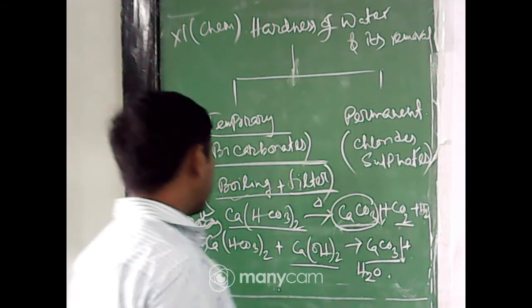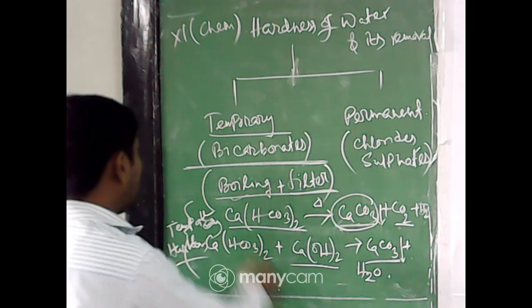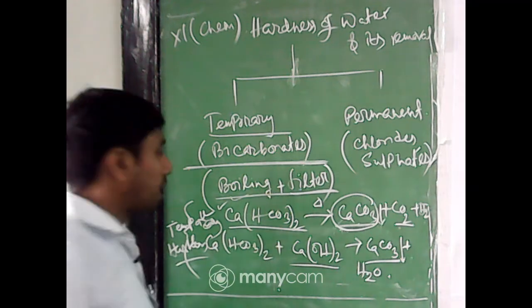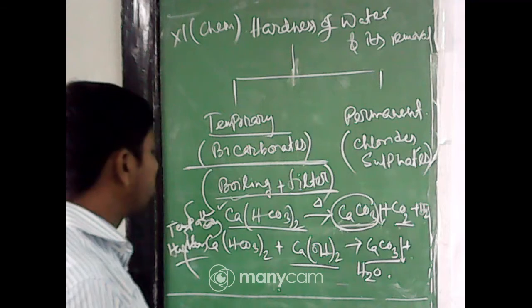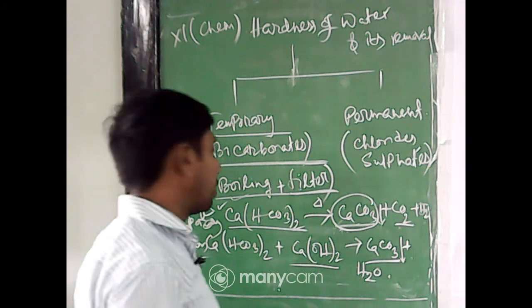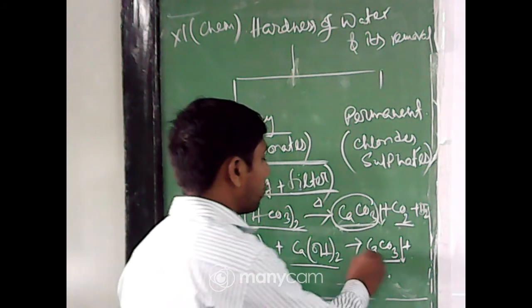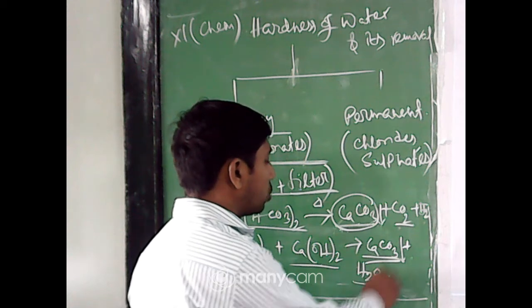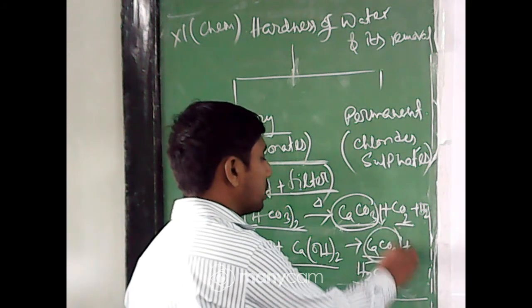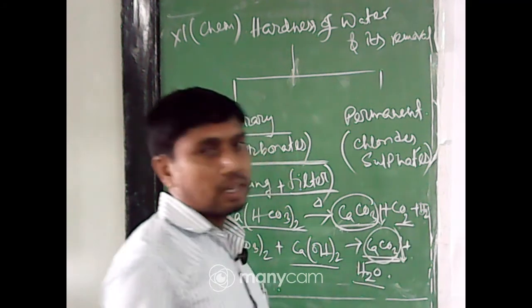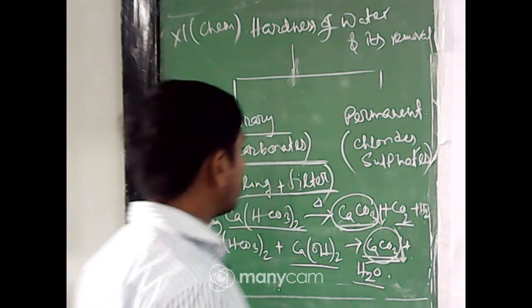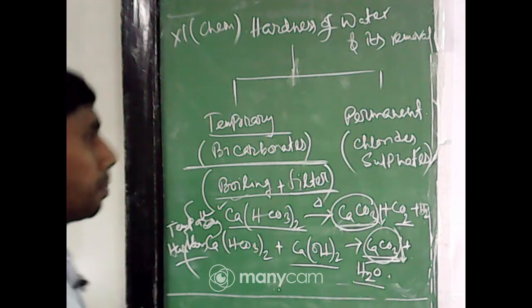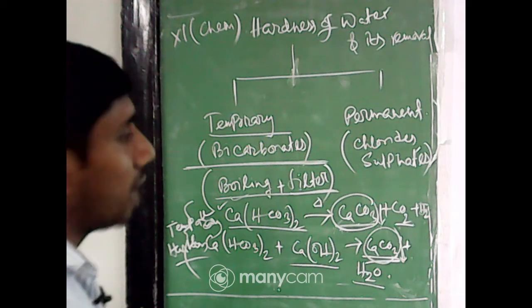So here one method is the removal of bicarbonate. The second method is that calcium bicarbonate has to be treated with slaked lime, that is calcium hydroxide, so that it produces calcium carbonate and H2O. Again calcium carbonate is insoluble, and then we can separate it out by the filtration method. So these are the two methods by which we can remove temporary hardness.